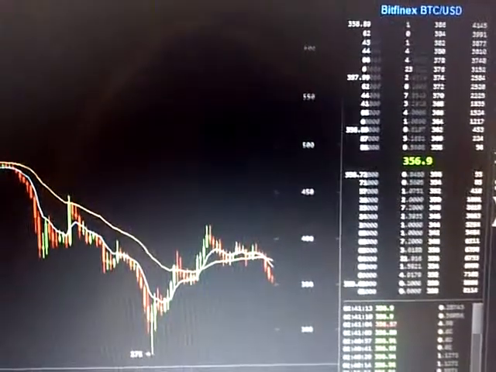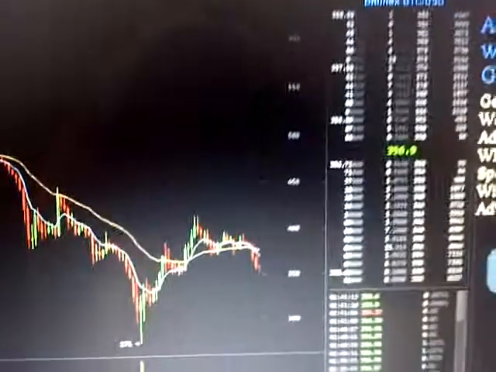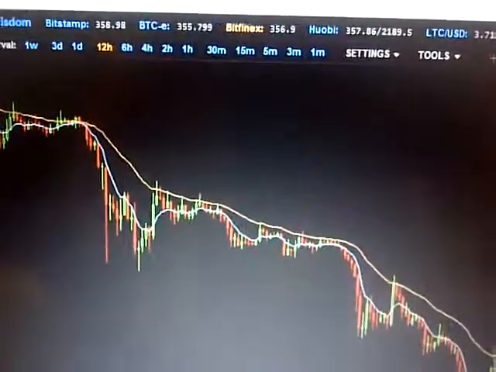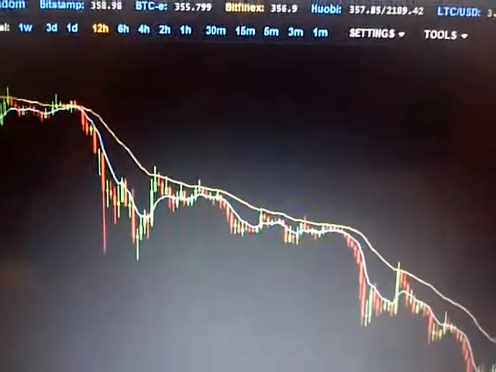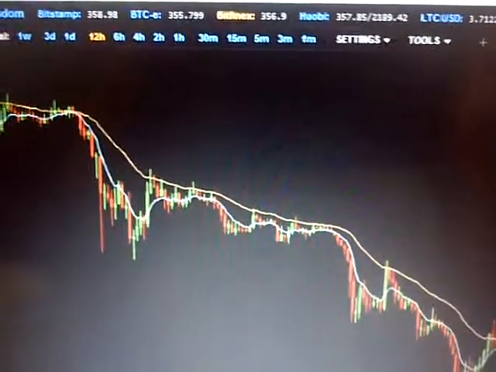If you want, I'll do some chart analysis on some Chinese exchange. I'll basically just do them right here because I like to look at a snapshot of all the exchange prices at once.